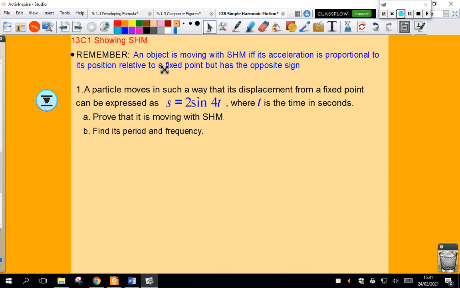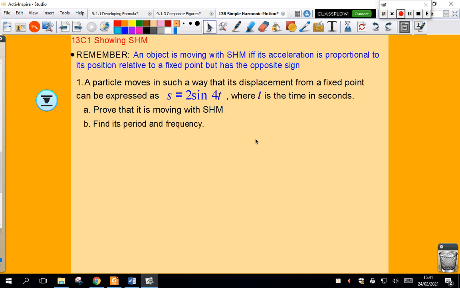And so here we have a particle moving in such a way that its displacement from a fixed point can be expressed as s equals 2 sine 4t, where t is the time in seconds. Prove that it is moving with simple harmonic motion. As soon as we see that it's a sine omega t plus alpha, it's moving with simple harmonic motion. I know, for example, a is equal to 2, omega is equal to 4 here. But in order to prove it's moving with simple harmonic motion, I want to really satisfy this definition.